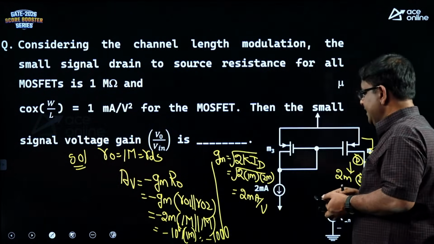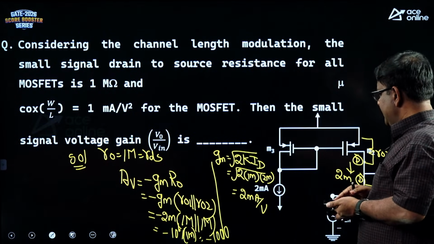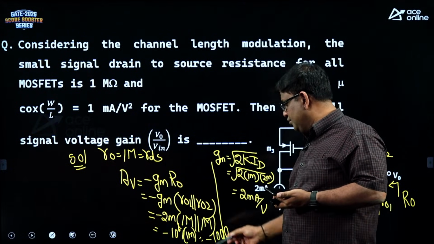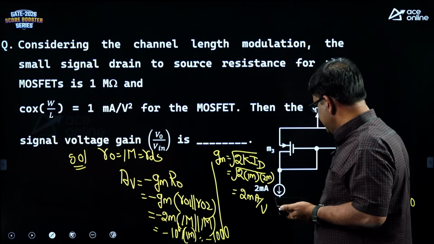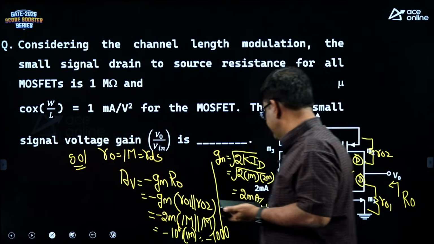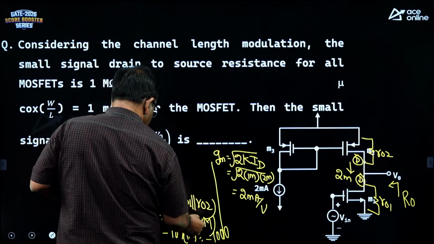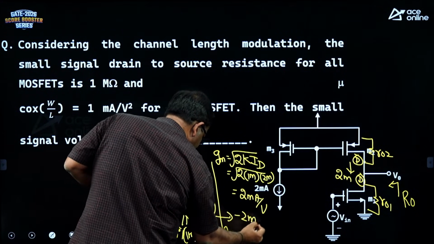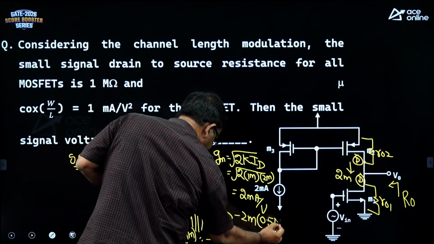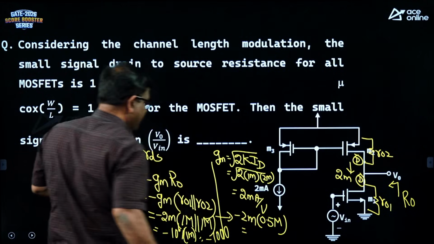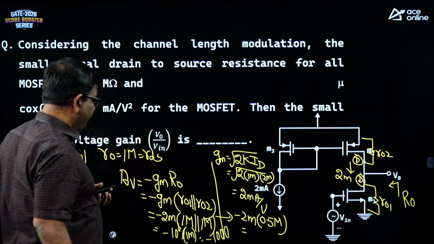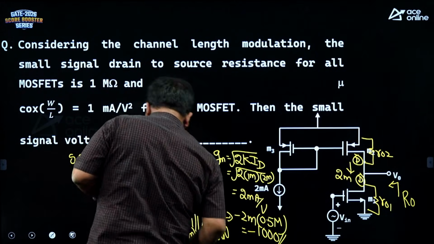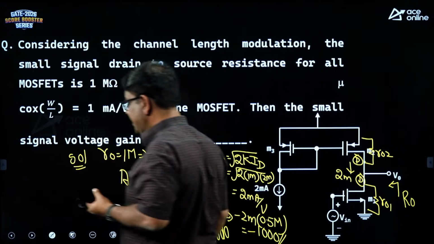It is going to be minus 1000 milli and mega. So, this is going to be 0.5 mega, 0.5 into 2. Oh, I am getting 500. So, this is 1 mega parallel 1 mega minus 2 milli into 0.5 mega, into 0.5 mega. So, it is going to be minus 1000. Minus 1000 is the right answer, right.